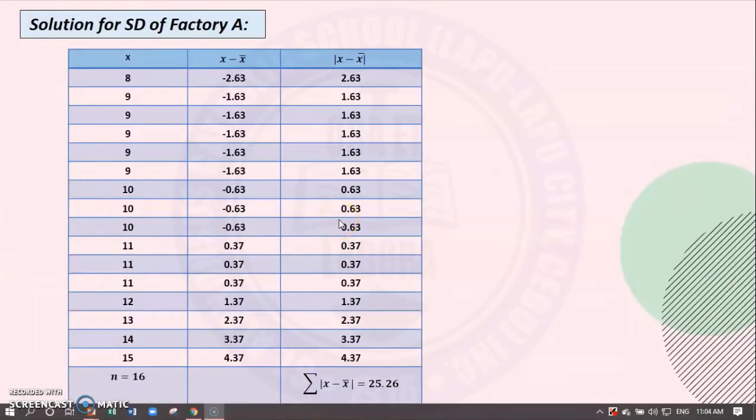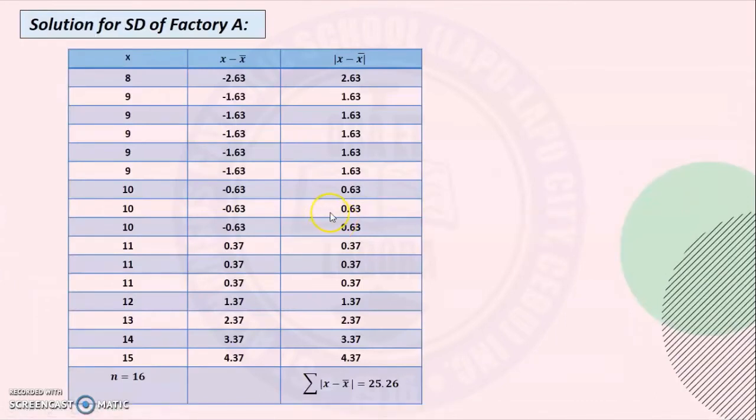Okay, so to solve for the standard deviation of factory A, it is really important that you know the table that was used for the average deviation of factory A. So you can see this table in the previous video, the first video, which talked about the range and the average deviation of ungrouped data. Now let's start solving for the standard deviation of factory A.